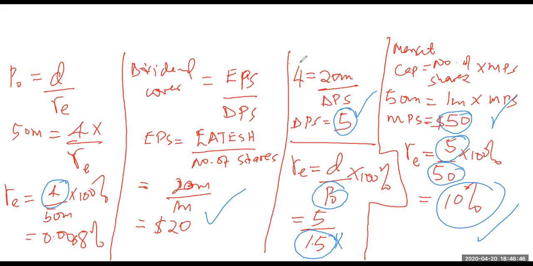Okay, so my question is, what's the difference between the market price per share, which we got as 50, and the $1 ordinary share price, something of the sort? What appears in the balance sheet? Is it the $1 or the 50? I don't understand the difference between the two.